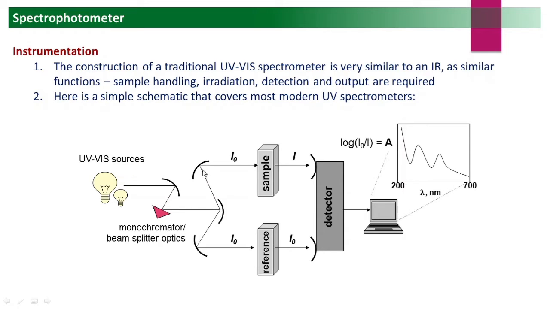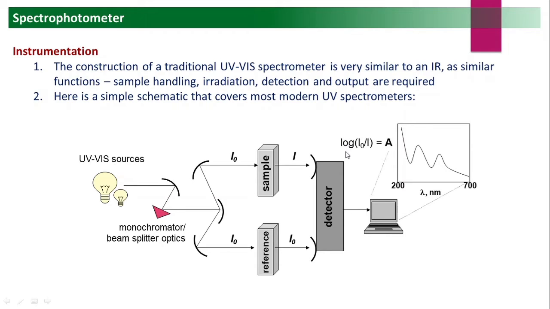One beam goes to the sample, which contains the solvent plus sample, while the second half of the beam goes to the reference, which contains only the solvent. Then both the beams go to the detector. The detector detects the difference or relation between the incident radiation and the transmitted radiation, and that is evaluated by the computer system, and we get the spectra, wavelength versus absorbance.